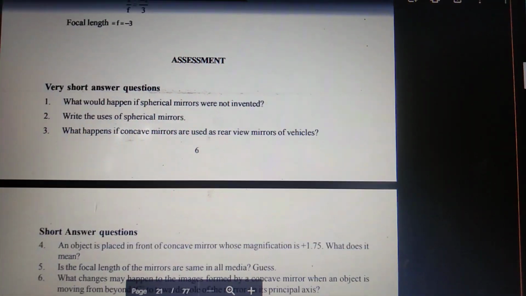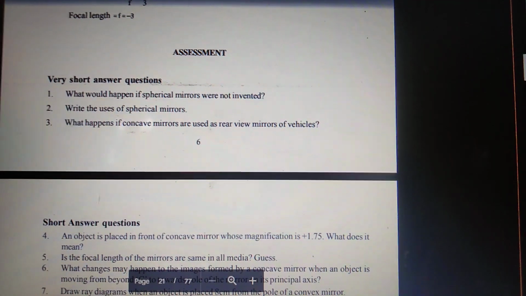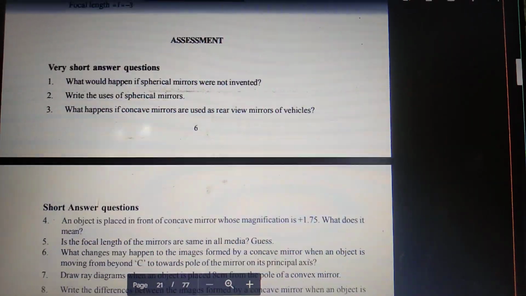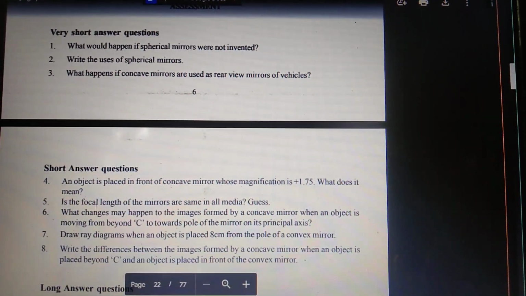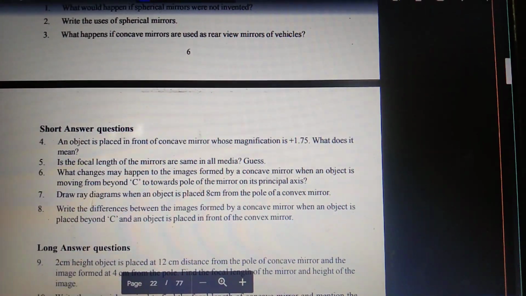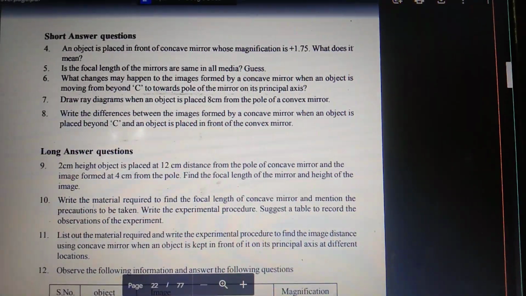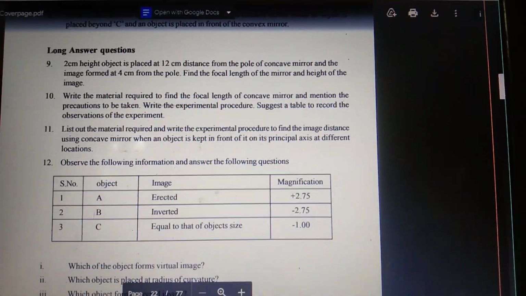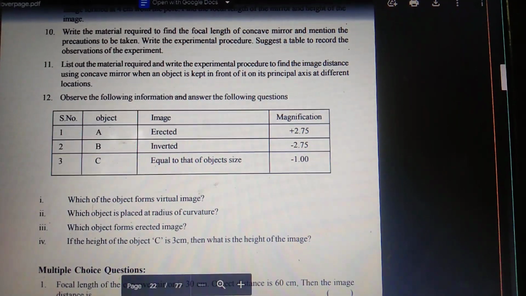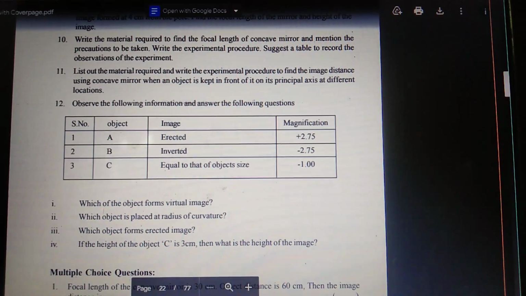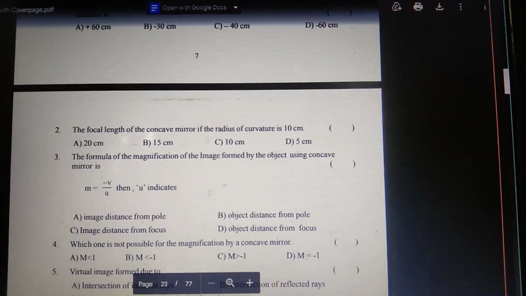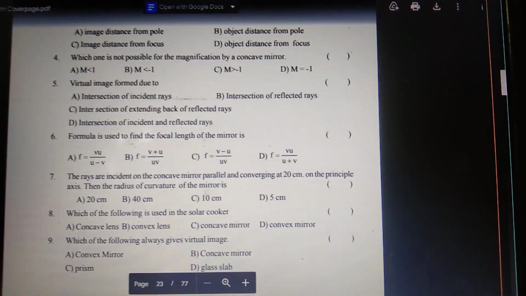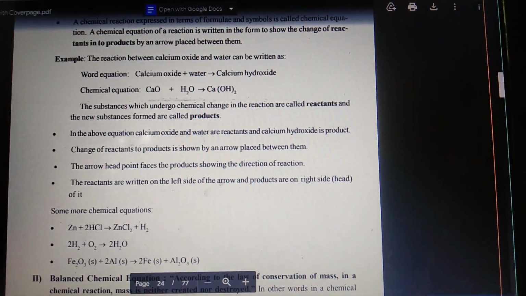Very short answer questions: What would happen if spherical mirrors were not invented? Write the uses of spherical mirrors. What happens if concave mirrors are used as a rear view mirror of vehicles? Short answer questions also, they have given 8. And long answer questions from 9 to 12. Okay, children, you have to read these questions so that you can gain full marks. So these are our MCQs from chapter number 1. I hope you understood chapter number 1 very clearly.